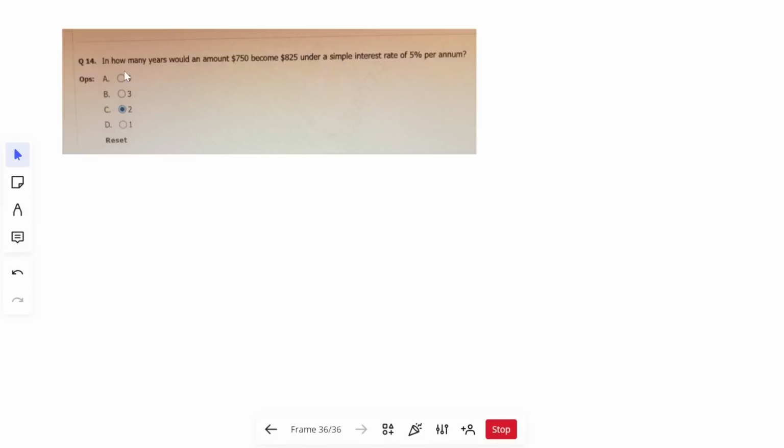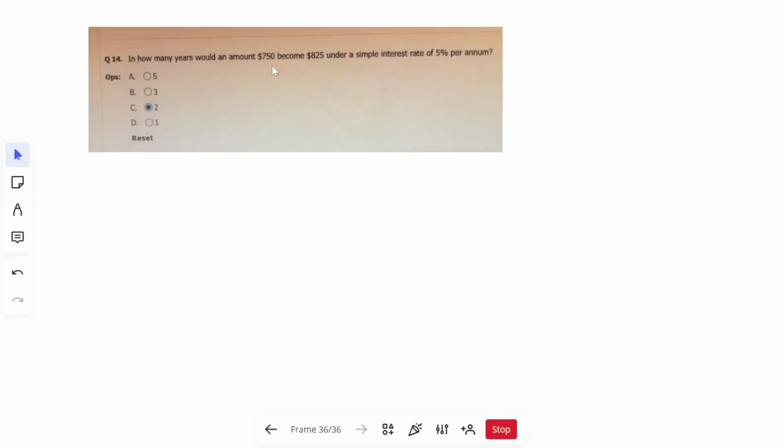Let's look at this question. So in this question, we are asked, in how many years would the amount $750 become $825, under a simple interest rate of 5% per annum. See, so how will we solve this one?